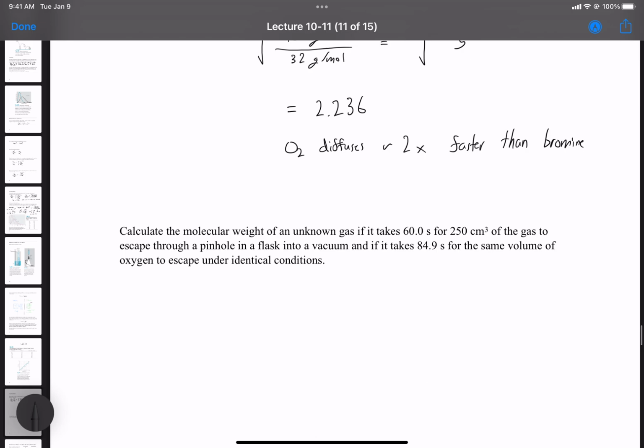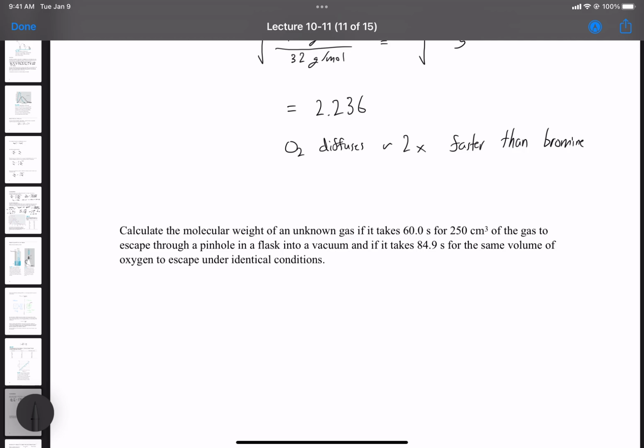Okay, now let's calculate the molecular weight of an unknown gas. If it takes 60 seconds for 250 cubic centimeters of the gas to escape through a pinhole in a flask to a vacuum, and if it takes 84.9 seconds for the same volume of oxygen to escape under ideal conditions. So in this case, we're going to figure out the identity of the gas based on the molecular weight. If we don't know the identity, we can calculate its molecular mass and determine what gas it is.